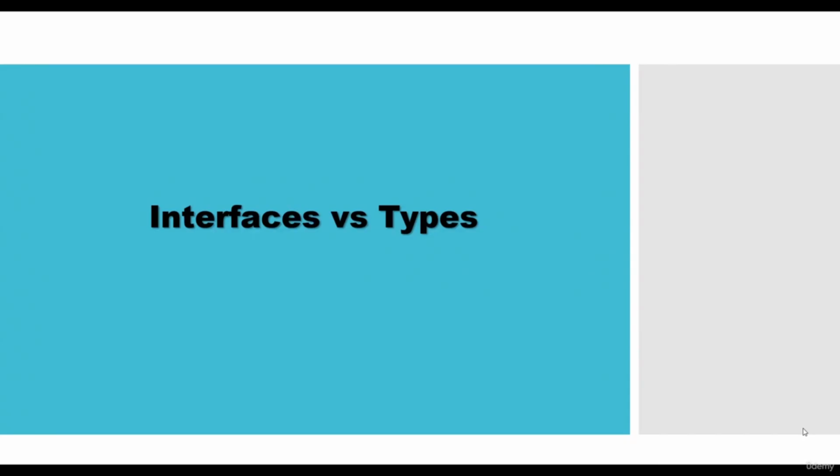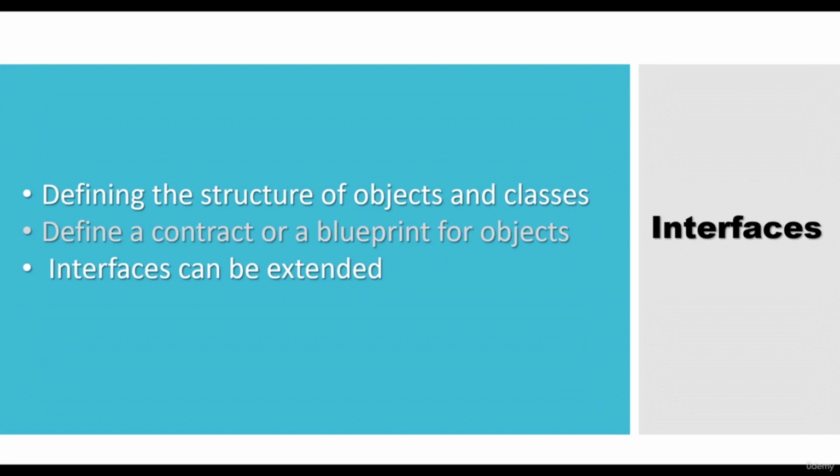So in TypeScript, both types and interfaces are used to define the shape of data, but they have some differences in their behavior and usage. Interfaces are commonly used for defining the structure of objects and classes. They help you define what properties and methods an object should have. They are especially useful when you want to define a contract or blueprint for objects that will share common properties and methods. Interfaces can be extended, which means you can add more properties or methods to them later if you need. This makes them more flexible and extensible.